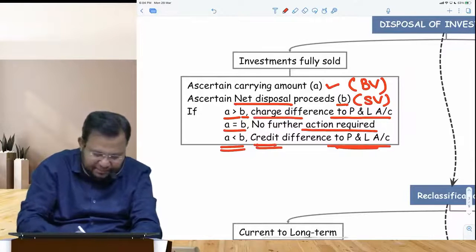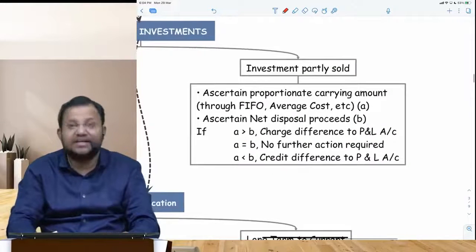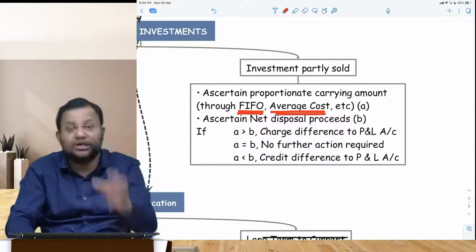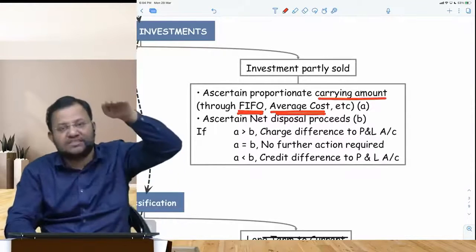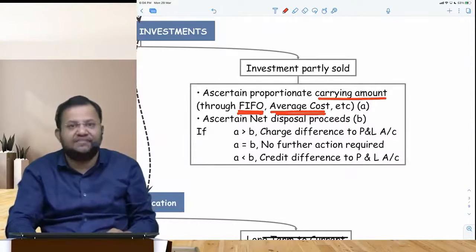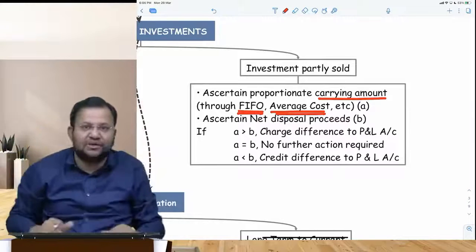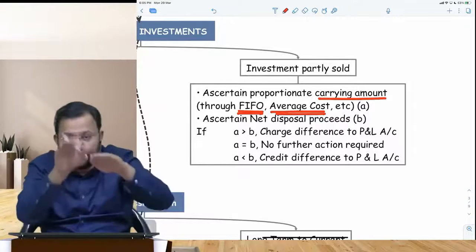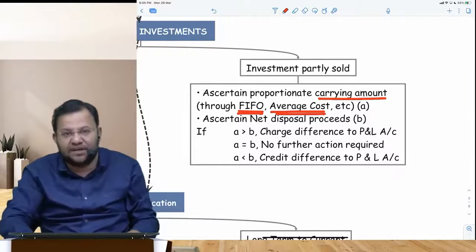Charge, that is, debit P&L. But if you sell an investment partially, then you have to use either first in first out or weighted average cost method to ascertain the carrying amount. Under FIFO, investments made first shall be deemed to be sold first. Under weighted average cost, you should find out the total cost as on that particular date divided by the quantity as on that particular date before the sale transaction has taken place, and then you should find out profit or loss.